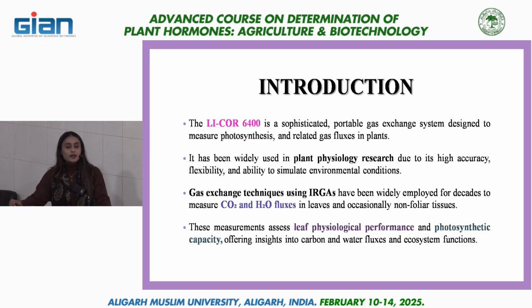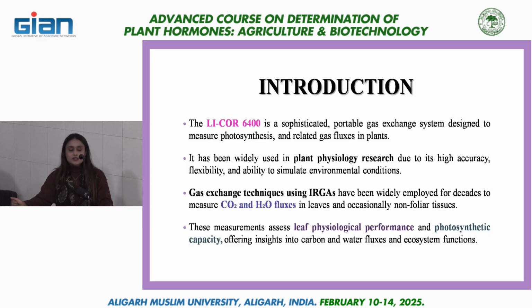Apart from these, it can also measure leaf physiological performance and photosynthetic capacities, offering insights into carbon and water fluxes in ecosystem functions. So we should have a basic idea of what maximum capacity is, what flux is, and what conductance is. Basically, maximum capacity is the intrinsic photosynthetic potential of a leaf. It indicates the maximum ability to fix carbon dioxide, with which it can conduct photosynthesis in ideal conditions.